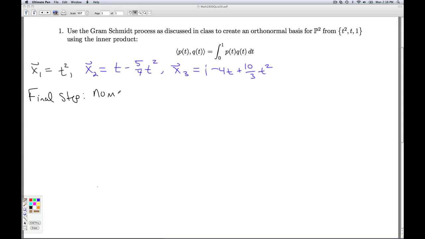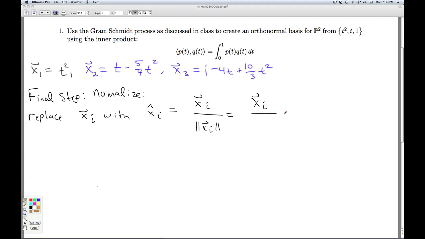So our last step is we normalize the vectors. So we replace each xi with the unit vector in its direction. That's xi hat. And the way we get that is we take the vector xi and divide it by its length. And remember, we define the norm or the length of a vector in a generic inner product space as the square root of the vector inner product with itself.